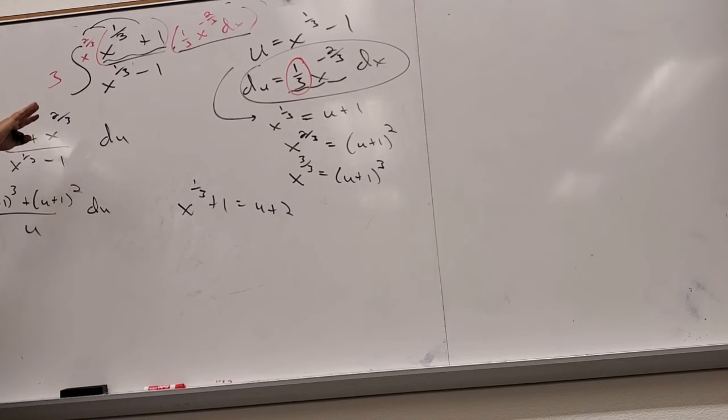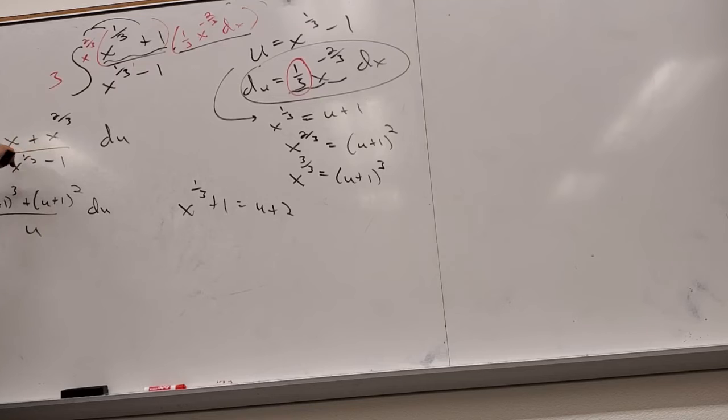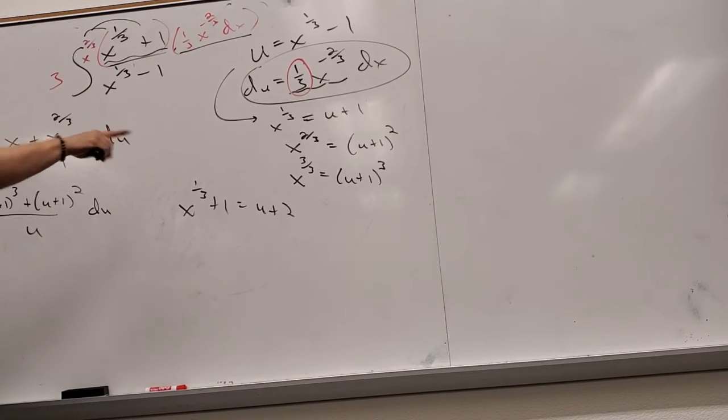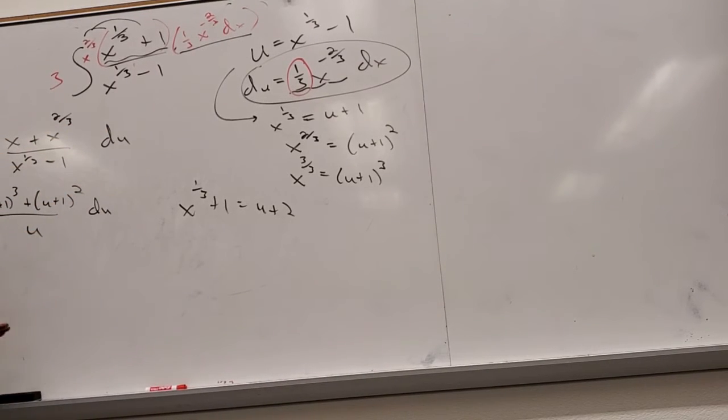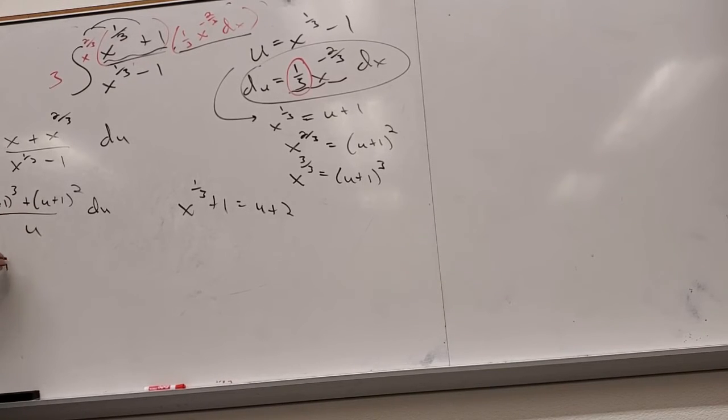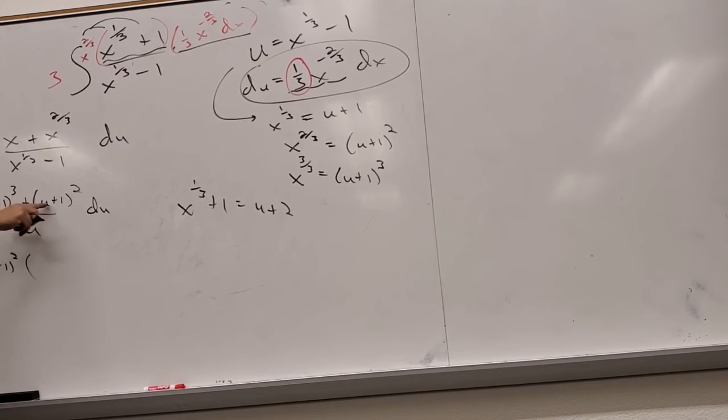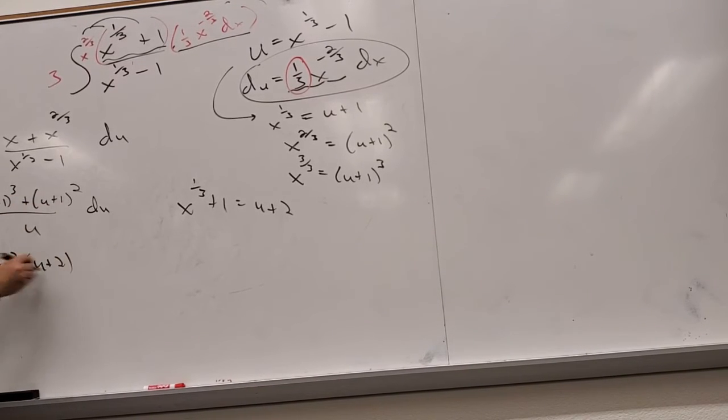Okay. And then x to the 2/3 is u plus 1 squared. Actually, okay, watch this. You ready? I'm going to catch up to what you said. Can't I take u plus 1 squared out? Oh no. What would be left? U plus 1 plus 1? Okay, I caught up to you.